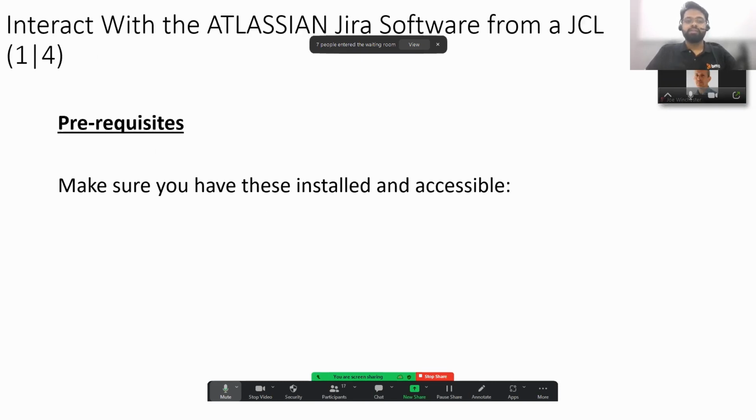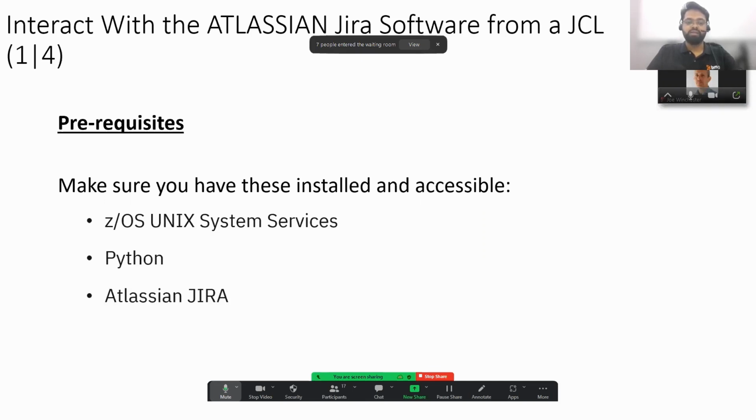Before we start with this discussion, we must have a couple of software or things available and accessible. Here is the first one. We must have z/OS Unix System Services, which we also call USS. Then we must have Python installed on our z/OS, and then we must have Atlassian Jira.